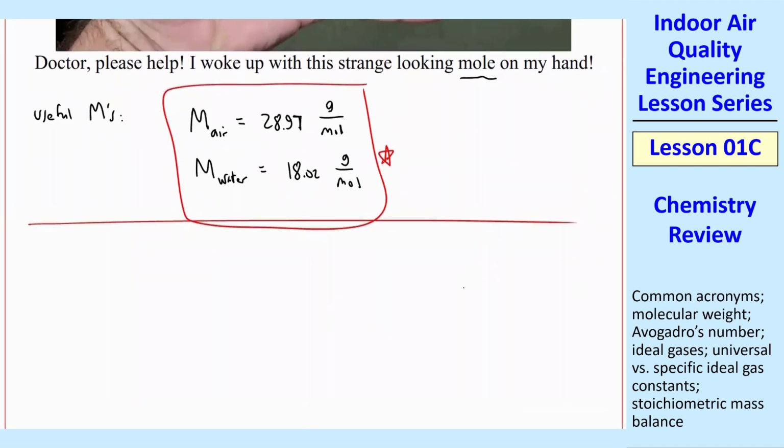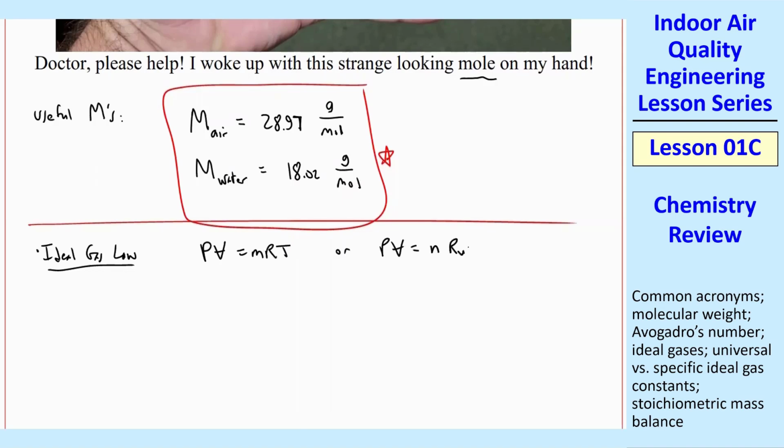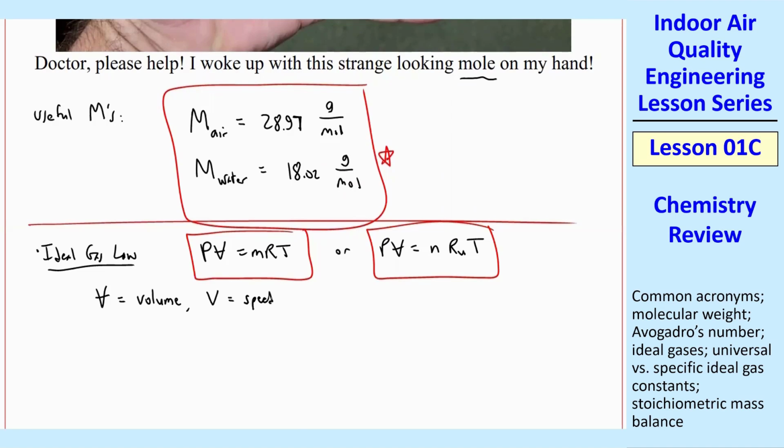All right, let's look at the ideal gas law. The ideal gas law, PV equals mRT or PV equals nR_uT, either one of those. And by the way, my notation, which I also do in all my courses, V is volume. I put a line through it, and V is a speed or velocity. When I put a line through it, that means volume to distinguish those V's.